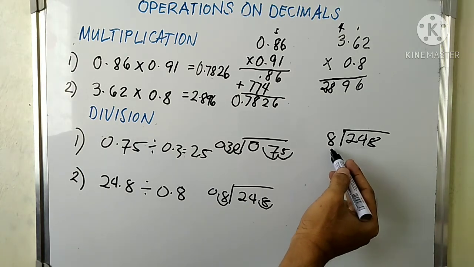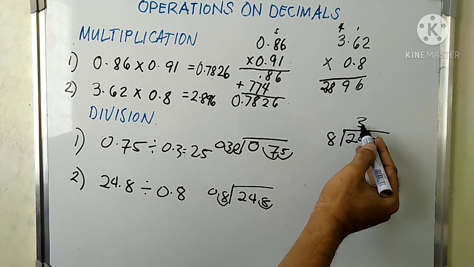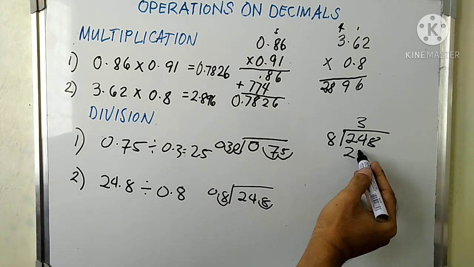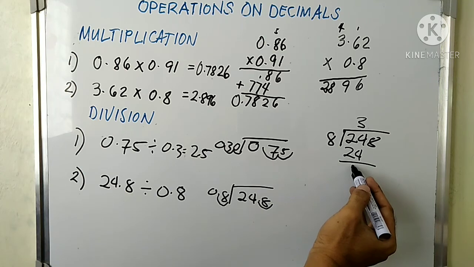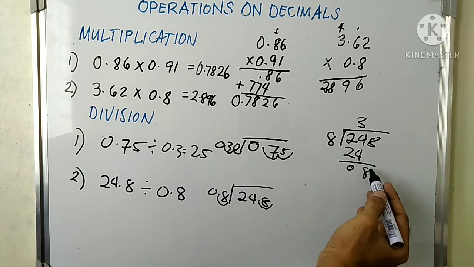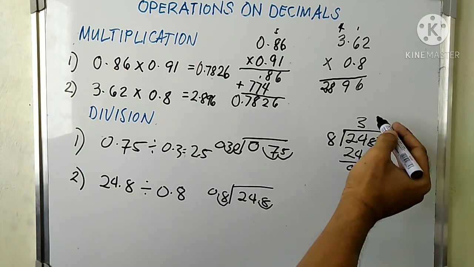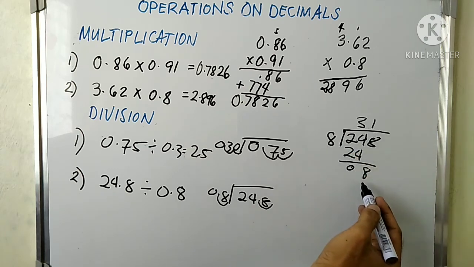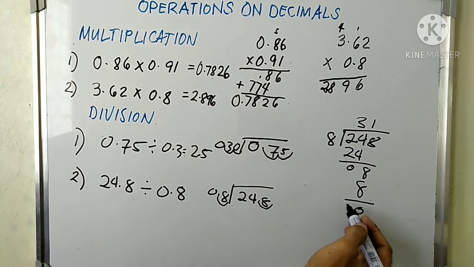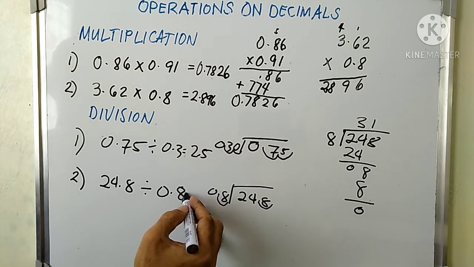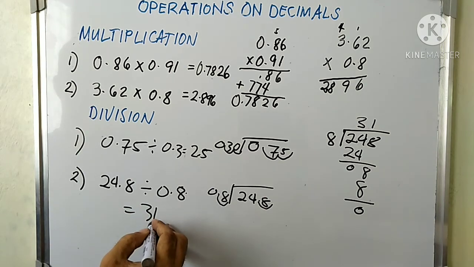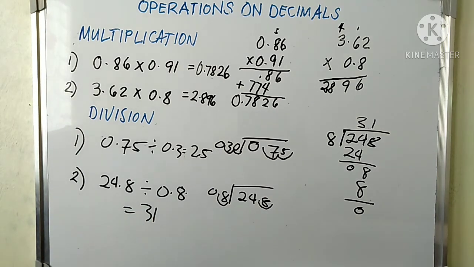24 divided by 8 is 3. 3 times 8 is 24. Subtract, we have 0. Bring down 8. 8 divided by 8 is 1. 1 times 8 is 8. Subtract, we have 0. So the answer here is 31. That is how to divide decimal numbers.